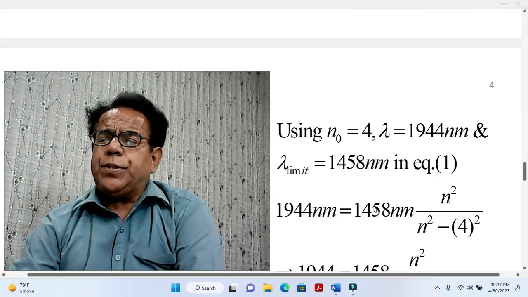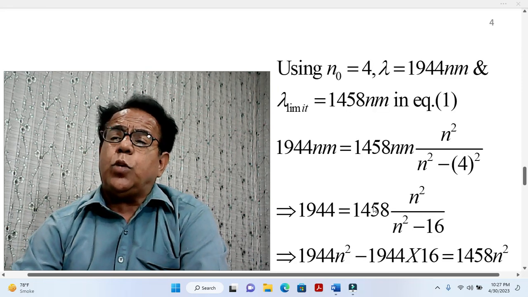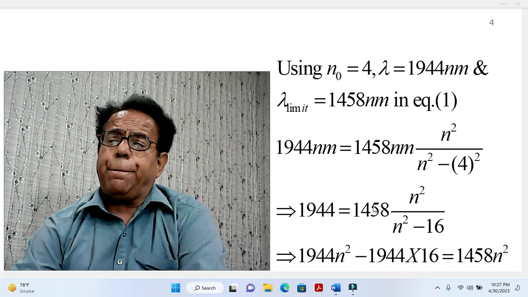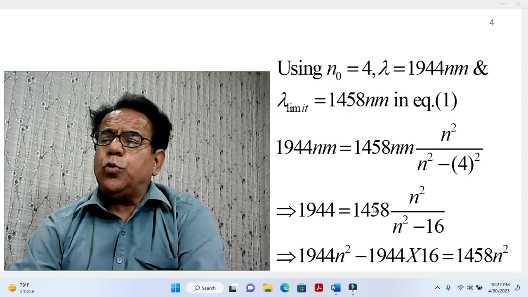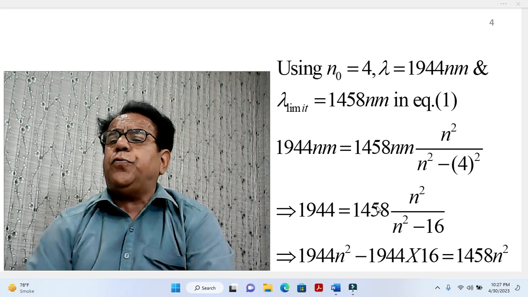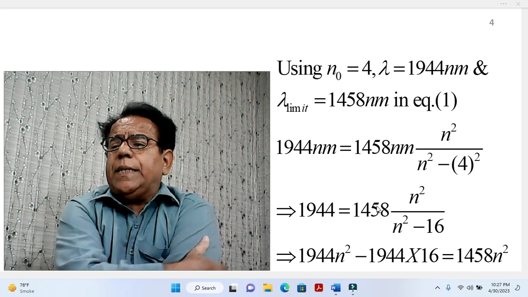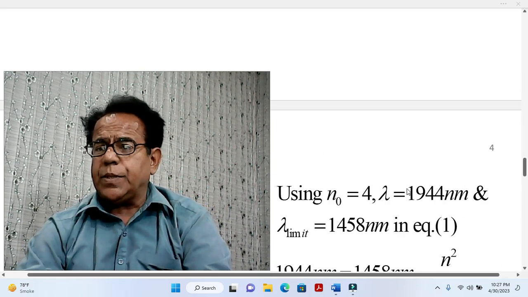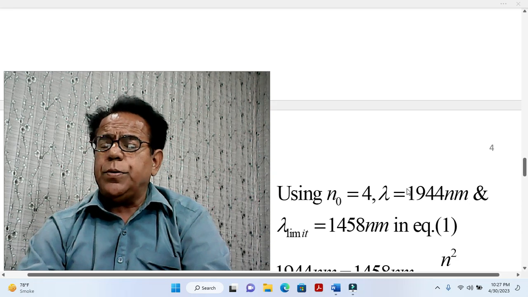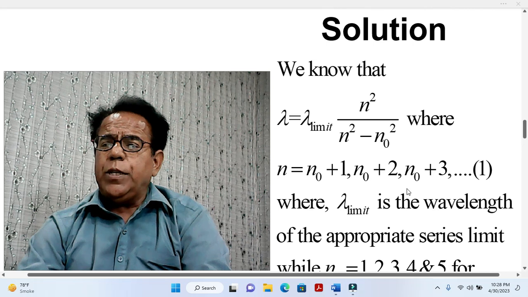We come to its solution. Using n naught equal to 4, lambda equal to 1944 nanometer, and lambda limit equal to 1458 nanometer in equation number 1, we have... why we have done so, we go back.